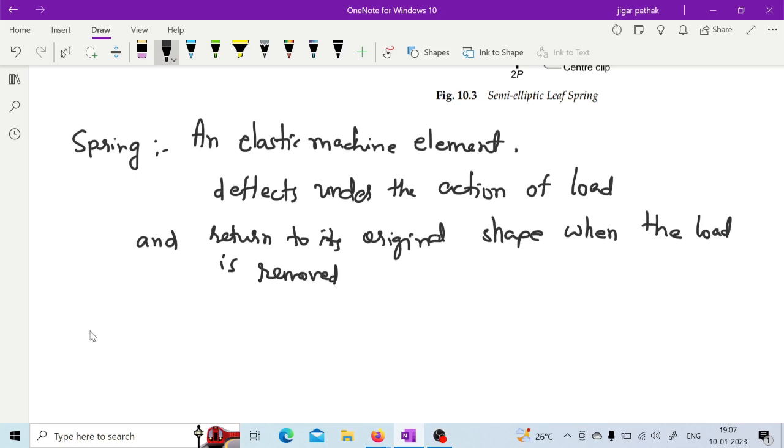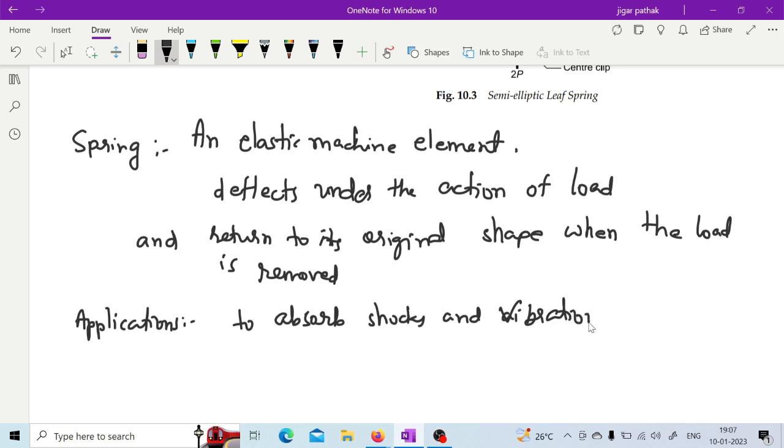Now springs are used for various applications. Some of them are to absorb shocks and vibration; in vehicle suspension a spring is used for shocks and vibrations. It is also used to store energy. It can be used to measure force, as in a weight balance; you must have seen a spring used to measure force.